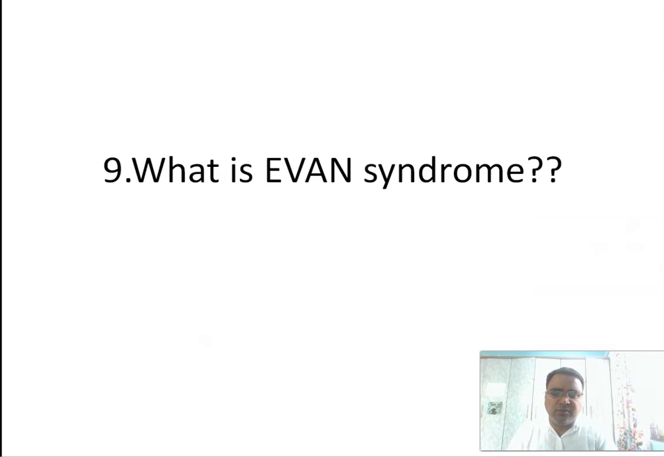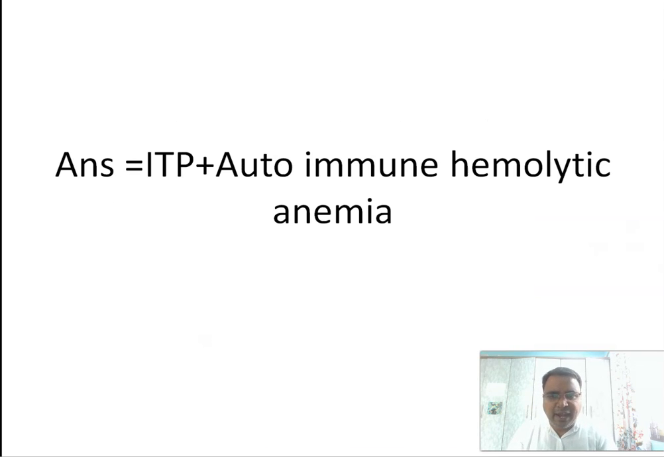Then what is Evans syndrome? Evans syndrome is ITP plus autoimmune hemolytic anemia. The combination is known as Evans syndrome.